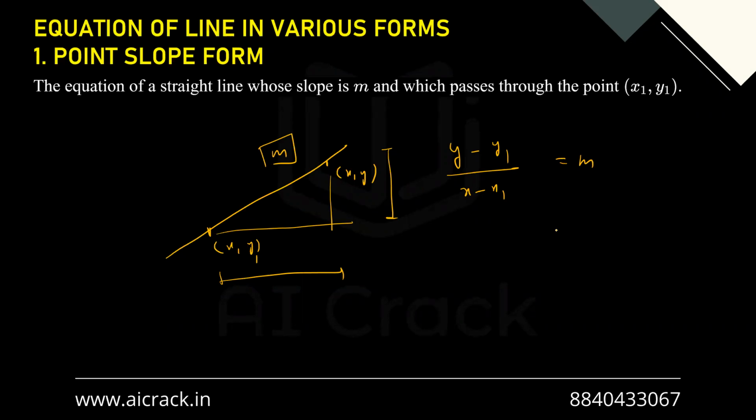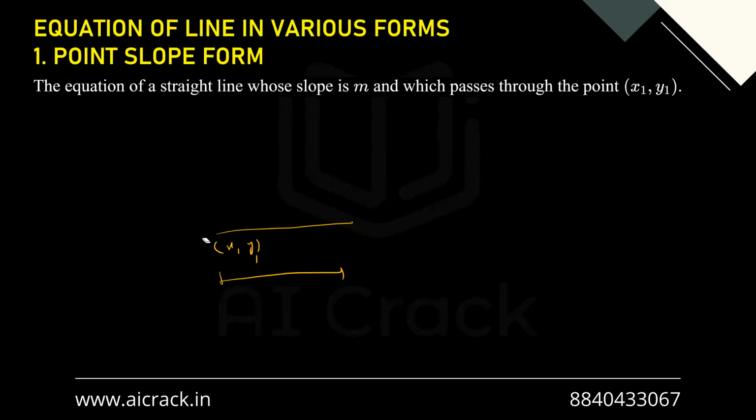So this is the basic equation of line, any line. If you have this slope, if you have this x1 and y1, then you have to just write this geometrical condition to find out the equation of line. This is the equation of line. You just cross multiply it and you'll get the equation of line. Okay.